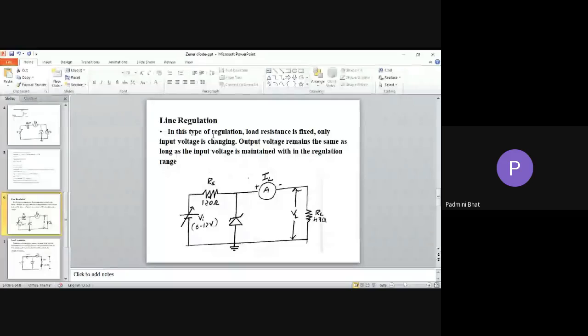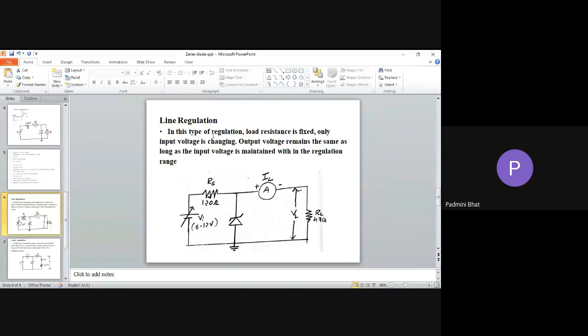Now, first, why is this Zener diode used? Anybody has any doubt? The Zener diode is used more for regulator purposes. So what does regulation mean? Keeping it within a certain range.